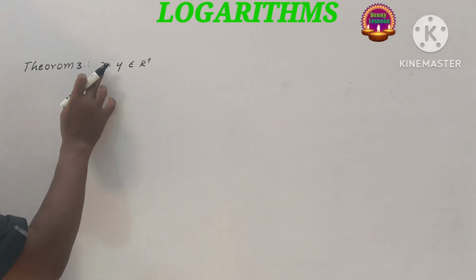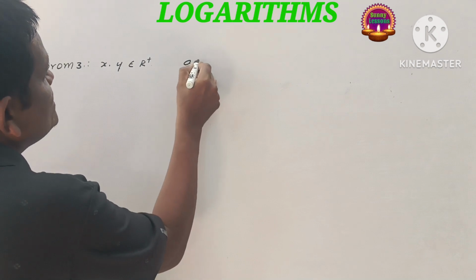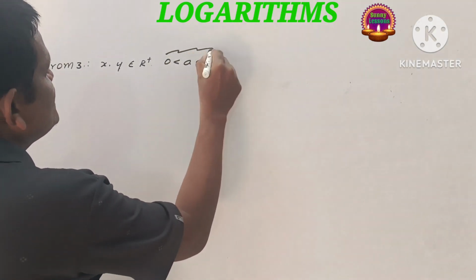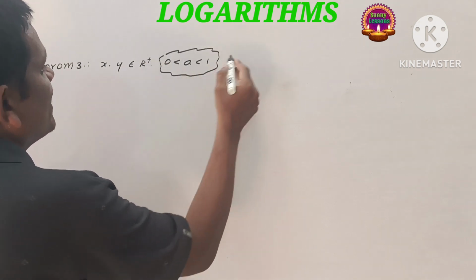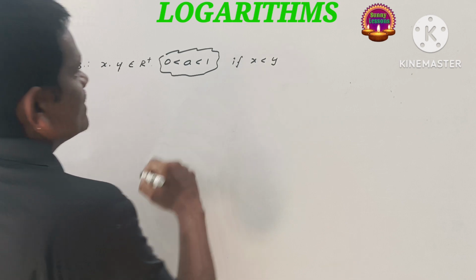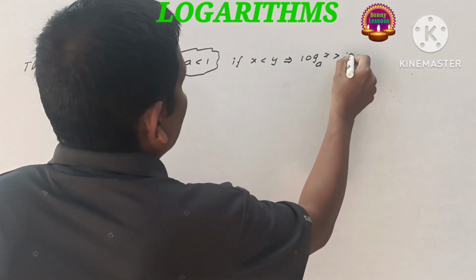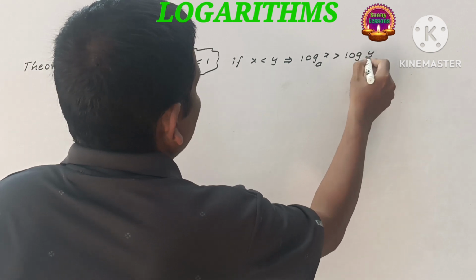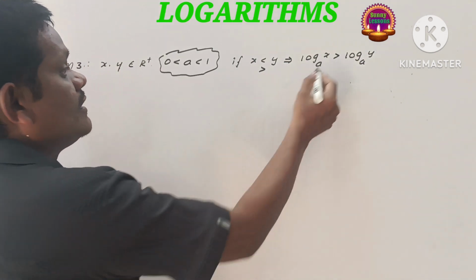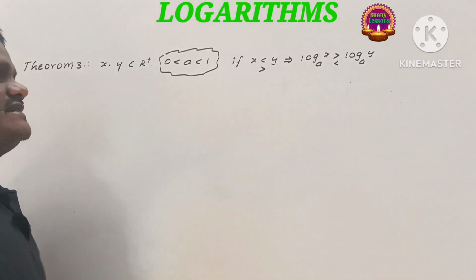Next, theorem 3: x and y are any two positive real numbers, where a lies between 0 and 1. In this case, if x is less than y, then log x base a is greater than log y base a. If x is greater than y, then log x base a is less than log y base a.